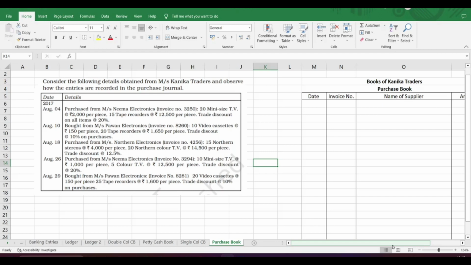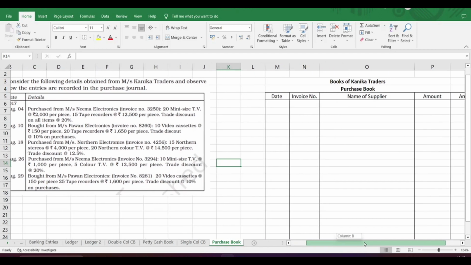Purchased from Nima Electronics, invoice number 3290, 10 mini size TV at 1000 per piece, color TV at 12,500 per piece, trade discount 20%. Bought from Pawan Electronics, invoice number 8281, 20 video cassettes at 150 per piece, 25 tape recorders at 1600 per piece, trade discount at 10% on purchases. So let us record these transactions now.